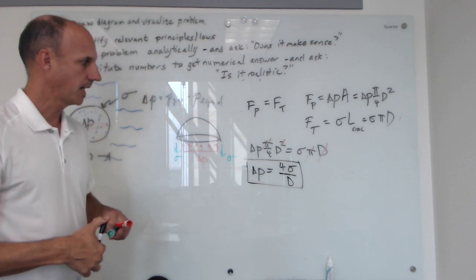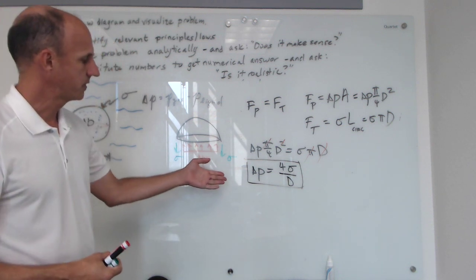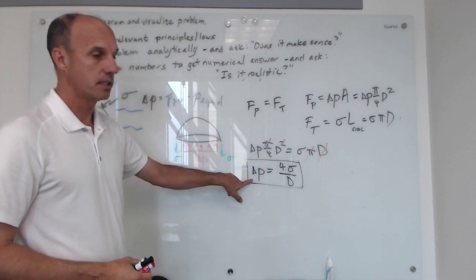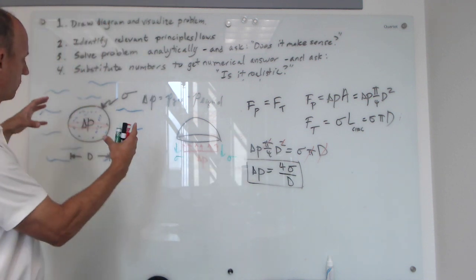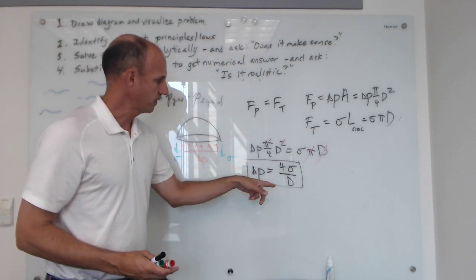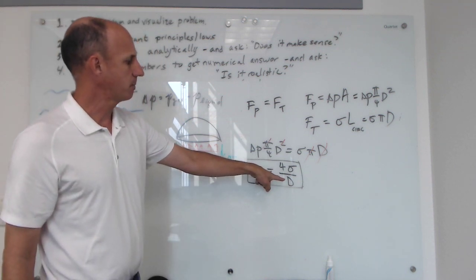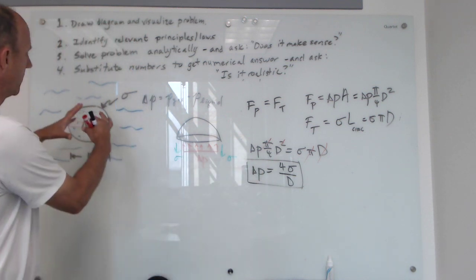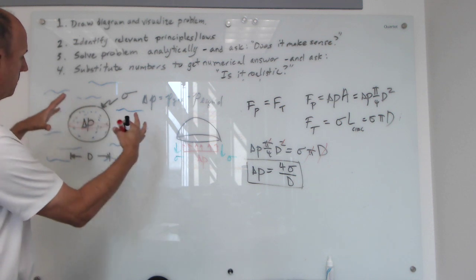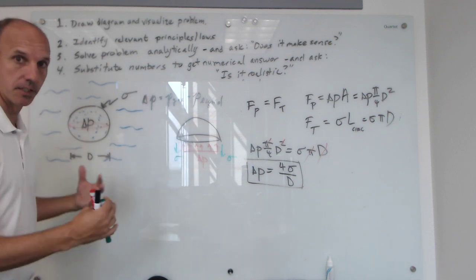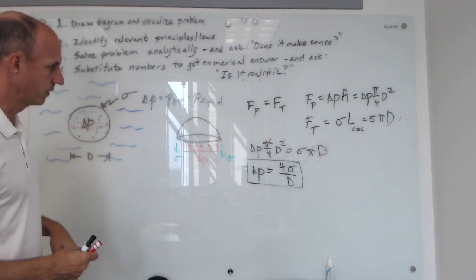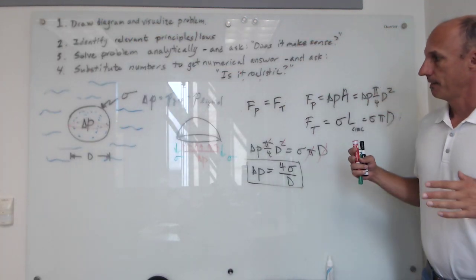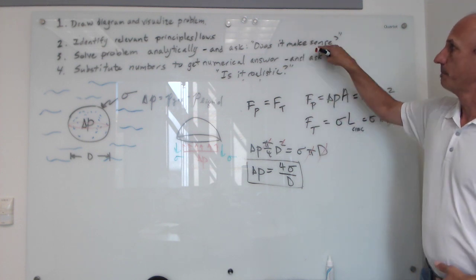Okay, so then we can ask, well, does this make sense? What this is saying is that as surface tension increases, the pressure inside the bubble will increase. That makes sense. If this is going to squeeze harder, the pressure is going to go up more. It also says that as the diameter of the bubble gets bigger, delta P gets smaller. And that's related to the fact that as the bubble gets bigger, the curvature gets smaller. And so the transfer of force is reduced. So that's how we go through this problem.